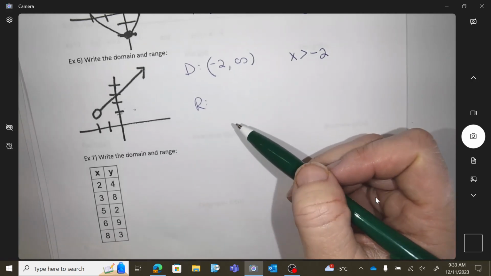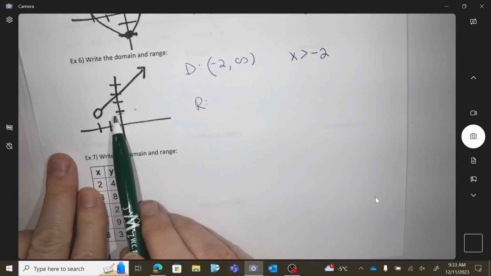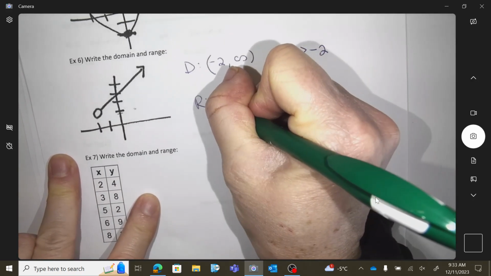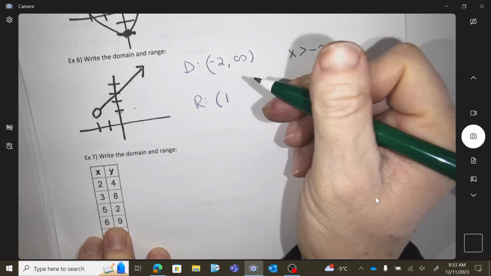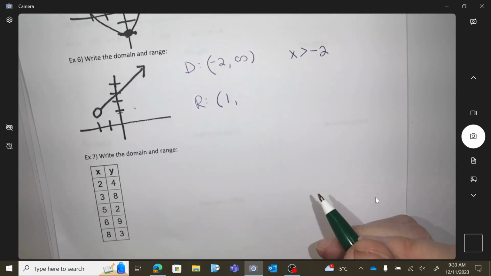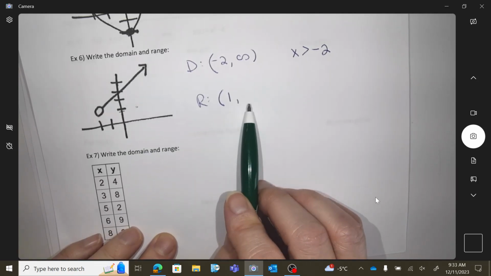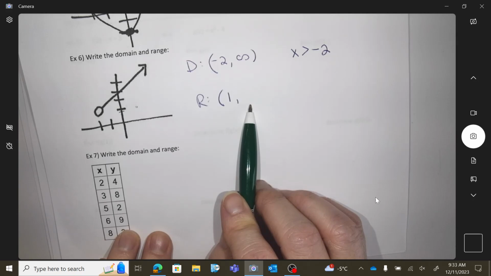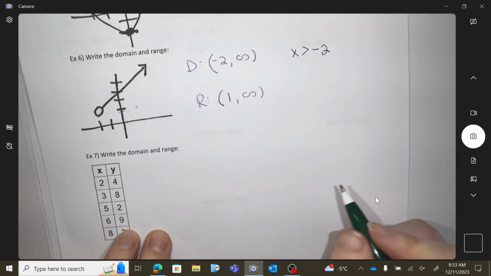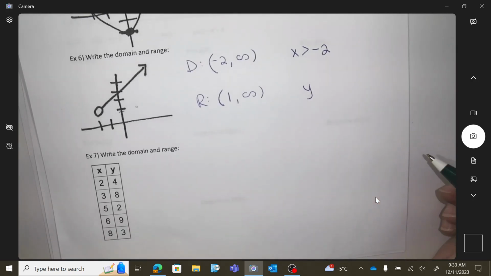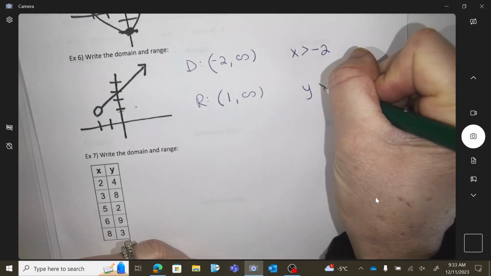Okay, range, what's the lowest height you reach? So the height of this point is 1. Soft bracket, because I'm not ever going to reach 1. I have an open dot there, so it gets close, but then it can't touch. Lowest, comma, highest. What's the highest height you ever go? Up, up, up. So y is what as an inequality? Greater than 1.